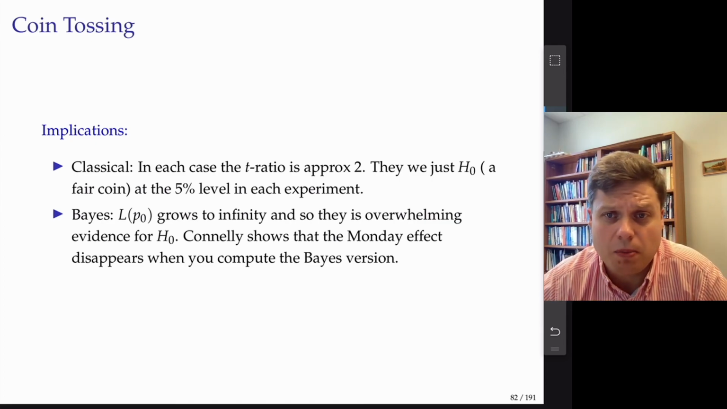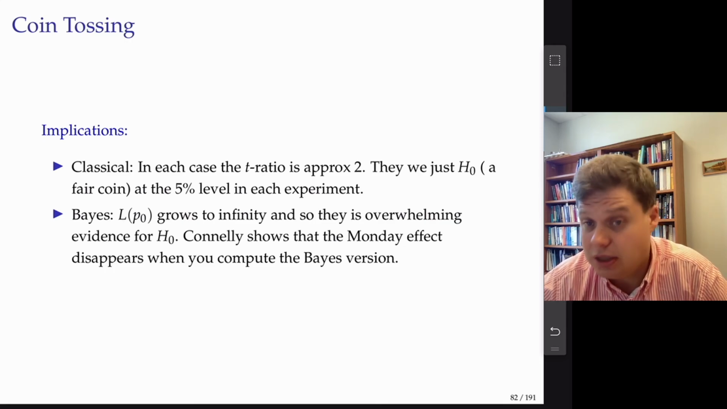And Lindley showed the same analysis applied to markets. There is something called the Monday effect. People believe that the trend on Monday is the continuation of the trend on Friday, and if you use the frequentist approach, that seems to be the case. However, under the Bayes version of the analysis, this Monday effect basically disappears.